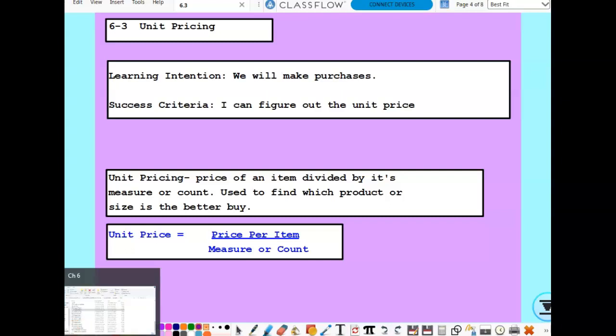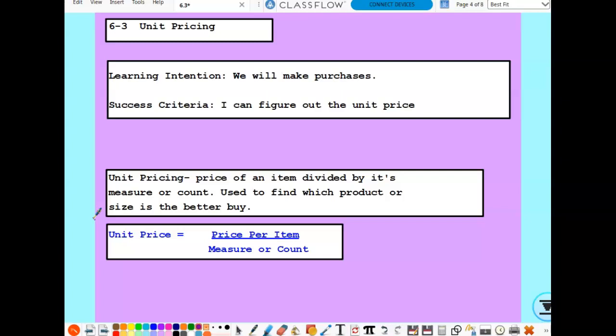Section 6.3 is all about unit pricing. So unit just means one of something. Basically what we're figuring out when we do unit prices is the cost for one of something. So to find the unit price, it's always price per item.